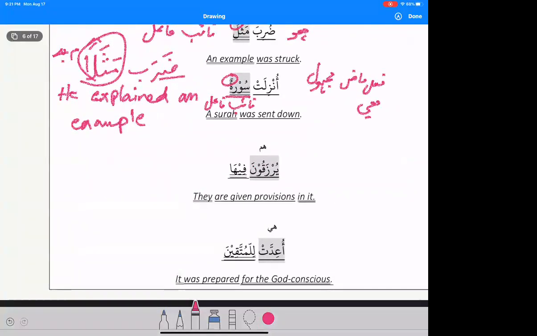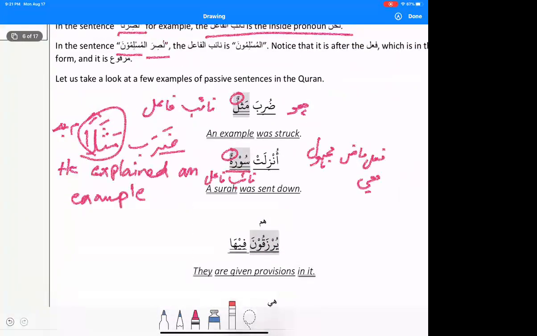Then we have hum yurzaquna fiha. So yurzaquna, I hear the u sound, and then razaqa, ra, za, and qaf are the root letters, and the middle root letter has a fatha sound. So that is a perfect clue that yes, this is our past passive. Whom is our naib fail over here. We don't need to look for an outside naib fail because this is hum. It's not huwa here. And then fiha is our MBF.